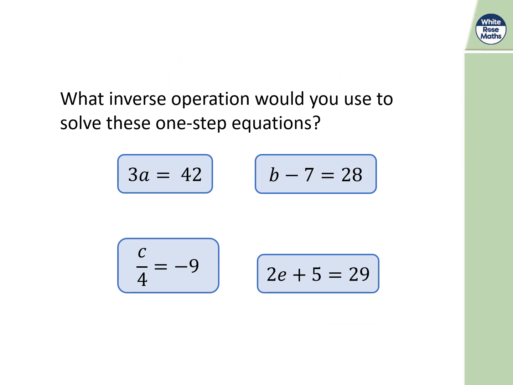This next part: what inverse operation would you use to solve these one-step equations? Well, for this one, 3a, so 3 times a, the opposite of times by 3 would be to divide by 3. So you would divide both sides by 3 to work out what a is.